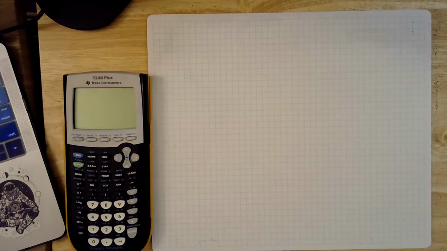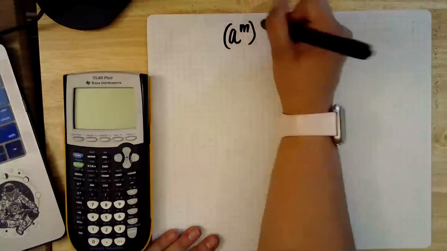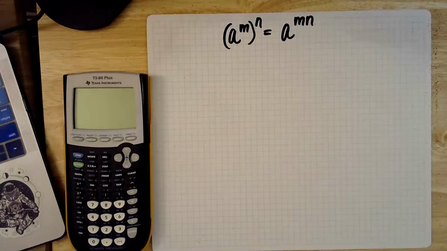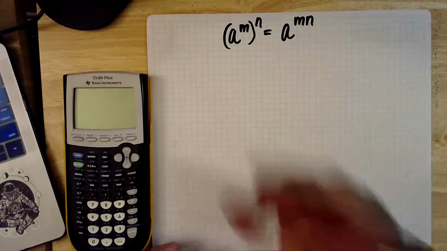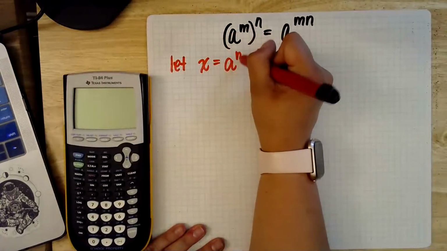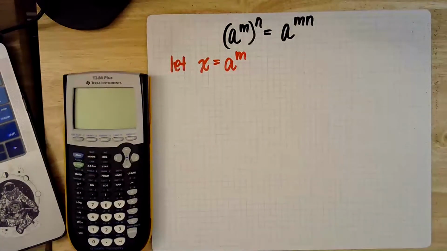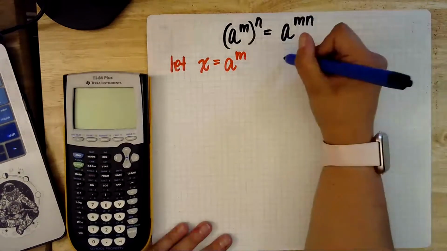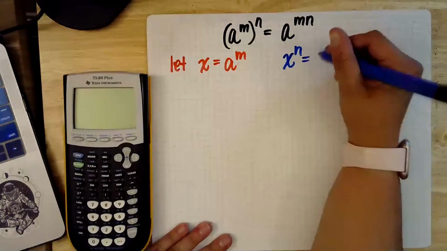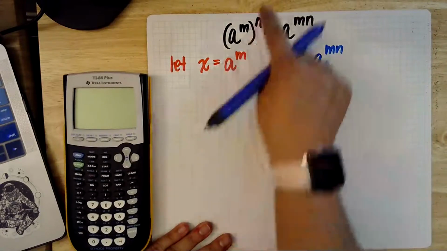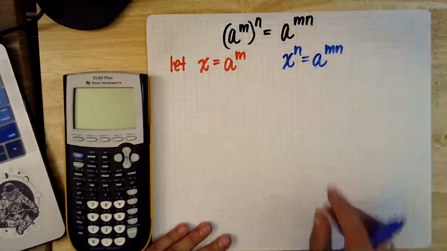So this is now the power rule. This is the rule for raising a power to a power. If I have an exponent and I decide to raise it to another power, all I really have to do is multiply the powers, right? So that's the power rule. Okay, so I'm going to say, let x be a to the m. If x is a to the m, then x to the n is really a to the mn, because if x is that guy and I raise it to another power, then I have this here like that.